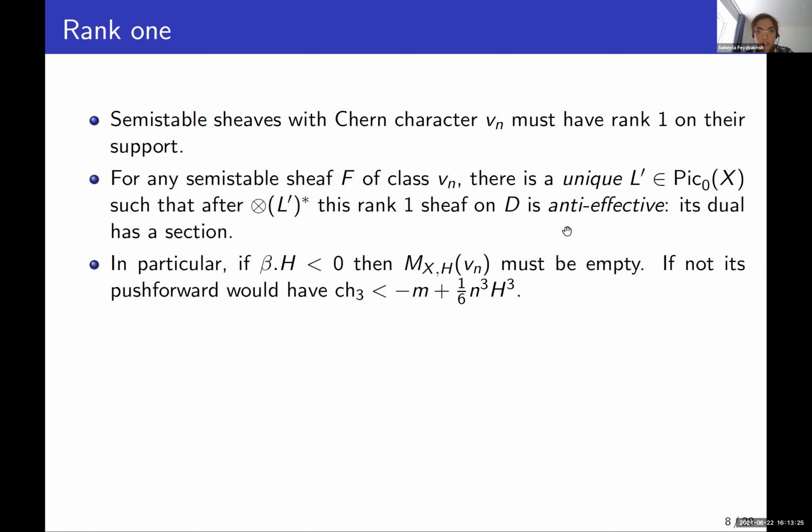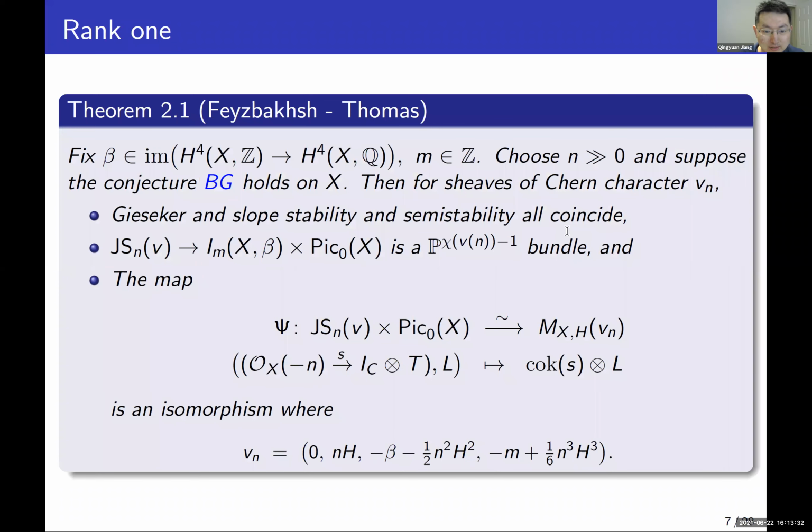Sorry, may I ask a question? Sure. In the previous slide, does that mean that this moduli space of Gieseker semi-stable sheaves of class v_N somehow contains a product with Pic^0? Like for the first one, the JS_N(v) is a P^N fibration over this product? Exactly, yeah. So we have one choice of line bundle here, but we want to consider all torsion-free sheaves of class v. So it's just the product of this Hilbert scheme with Pic^0 of X. Yeah, right, I see. Okay, I just wanted to make sure. Great, thanks. You're welcome.